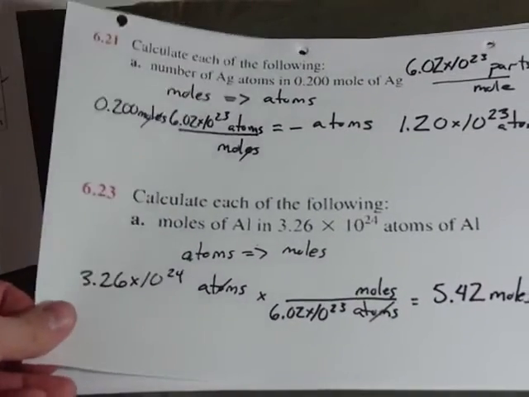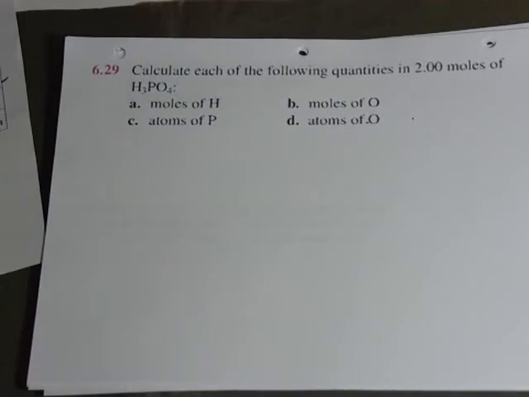Okay, and so we'll move on to the next one. Alright, so here it's asking us to calculate each of the following quantities in 0.200 moles of phosphoric acid, H3PO4. And so here we're just using mole-to-mole ratios within the compound itself.